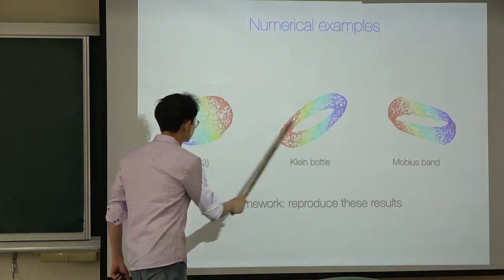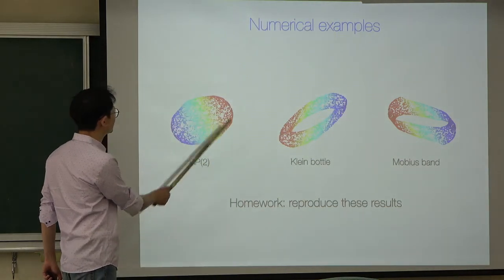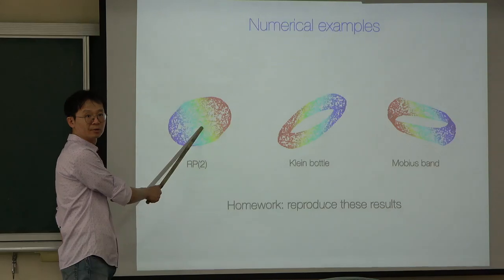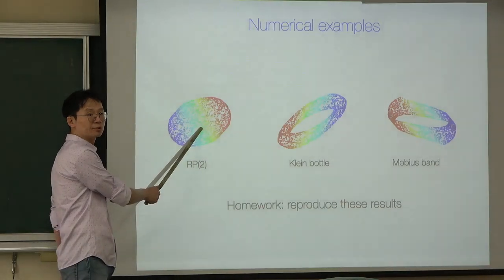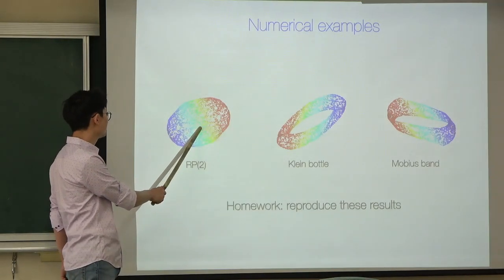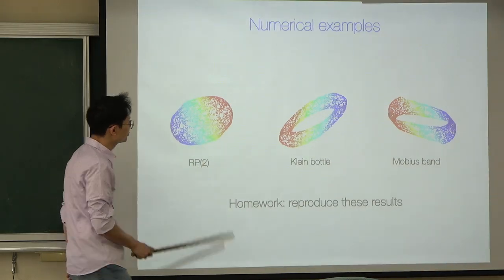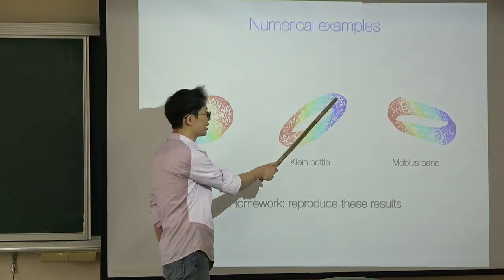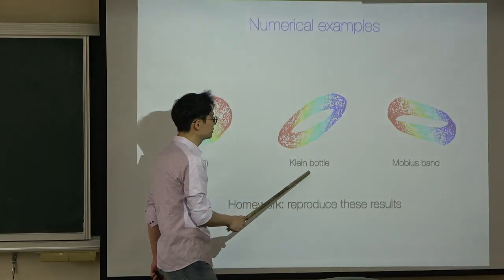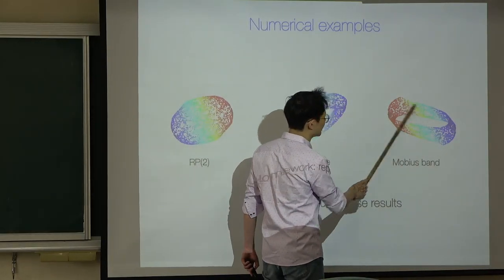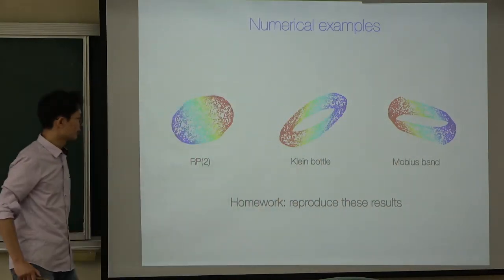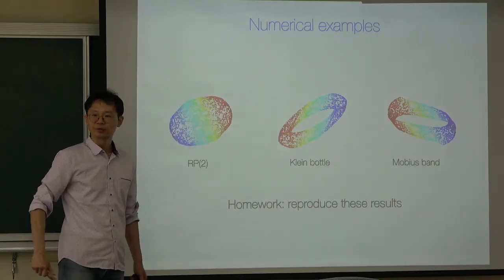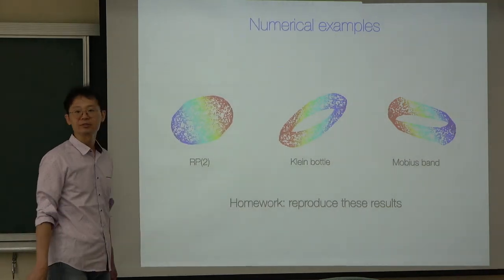And this is the result. If you run RP2 and you run the embedding, you get S2. Because the two-dimensional sphere is an orientable double covering of the RP2, and the torus is the orientable double covering of the Klein bottle, and the Mobius band, as I told you, is a C. So you can do some homework to reproduce this result, which is kind of interesting, I think.